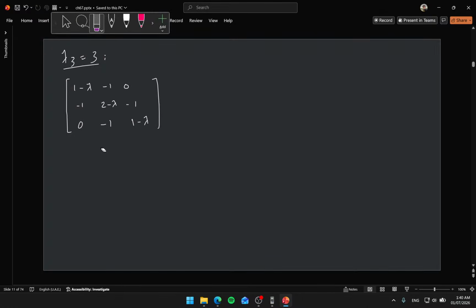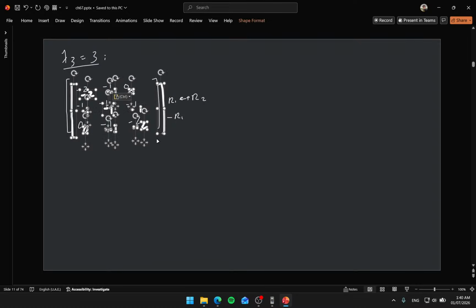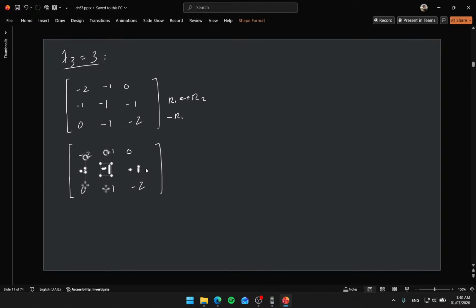Not joking. 1 minus 3 is negative 2. 2 minus 3 is negative 1. 1 minus 3 is negative 2. Negative 2, negative 1, negative 2. Okay. Now you reduce it. Well, let's switch R1 and R2, and you multiply R1 with negative. So you get the new rows, and since you multiplied by negative, the signs change.